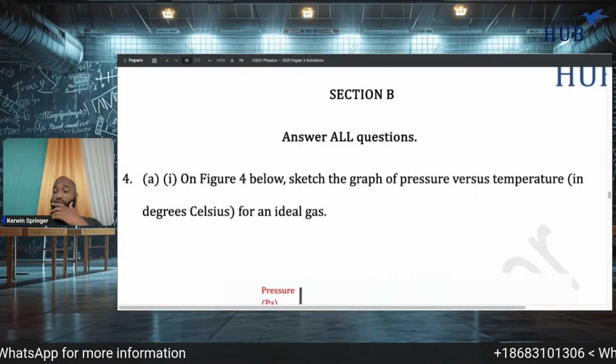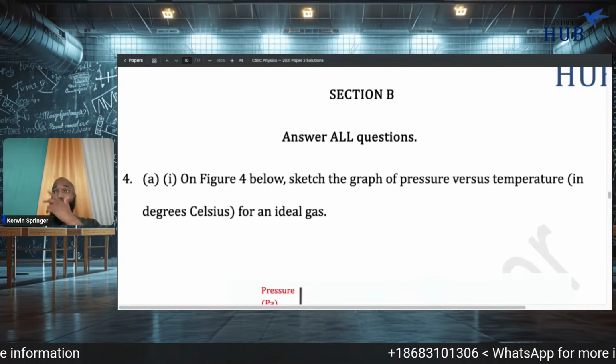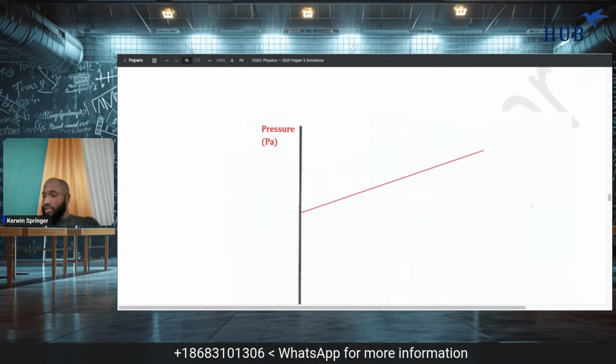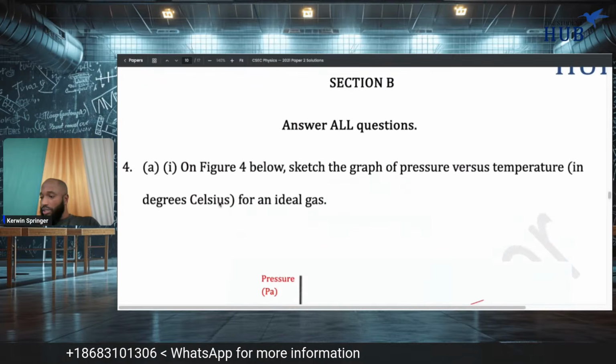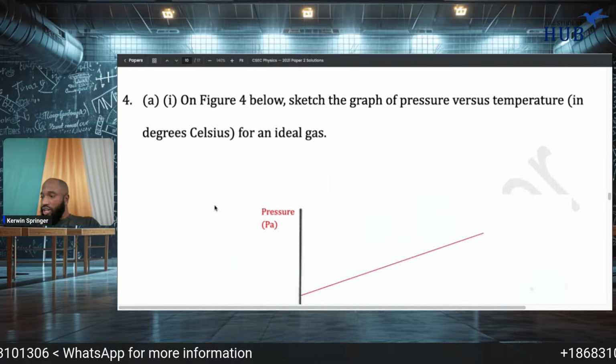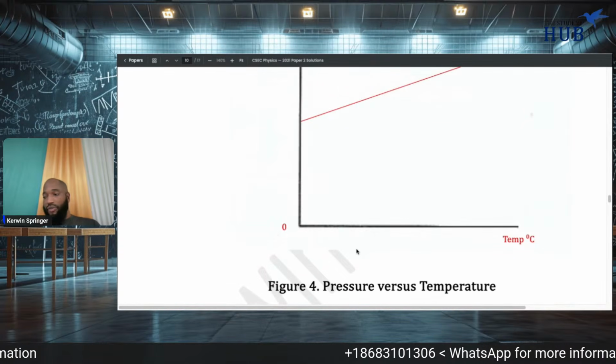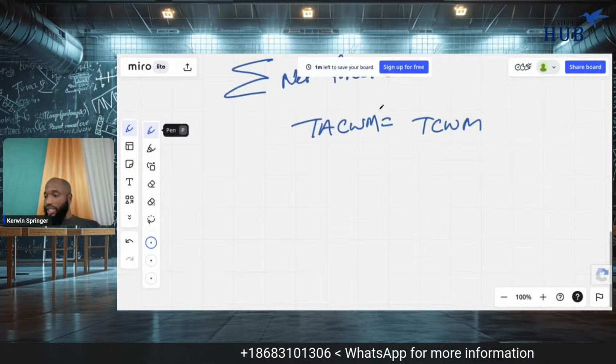Pressure versus temperature is which law, people? Pressure law. Volume is constant. So you get this happening here. Now, they want it in Celsius. So sketch a graph of... Now, if they gave you this, you would give them this graph. But if I have to sketch a graph, I would sketch it like this, right?